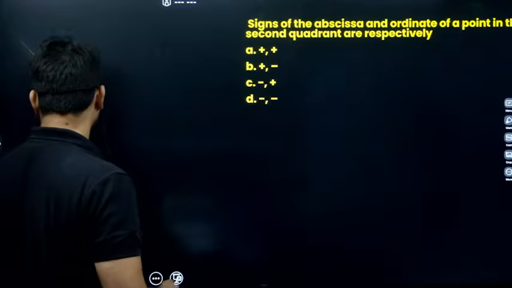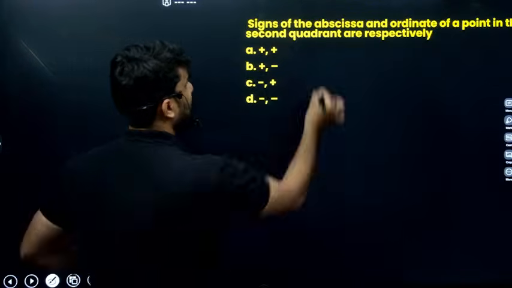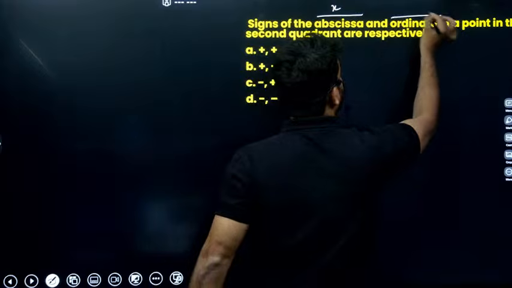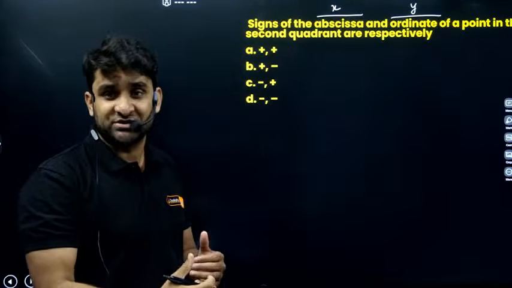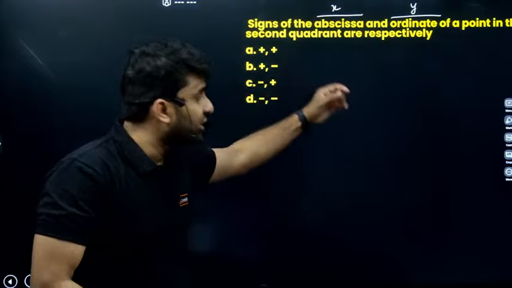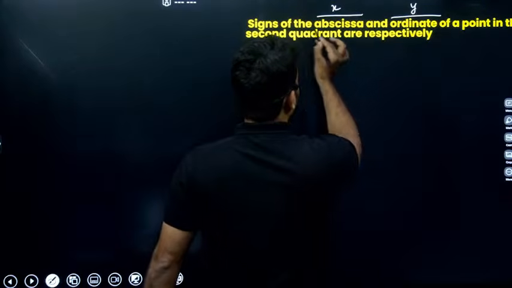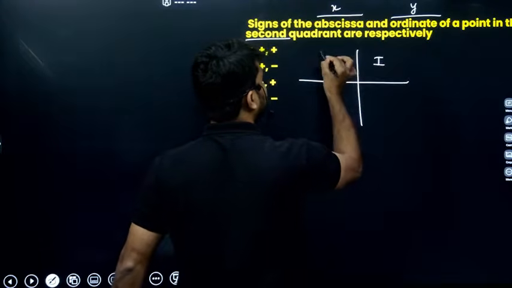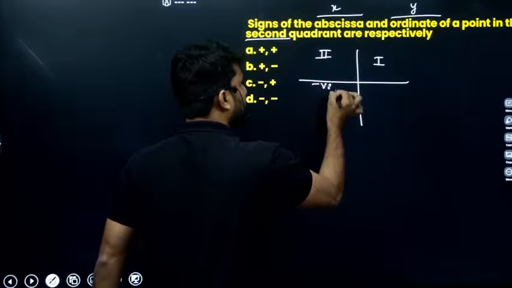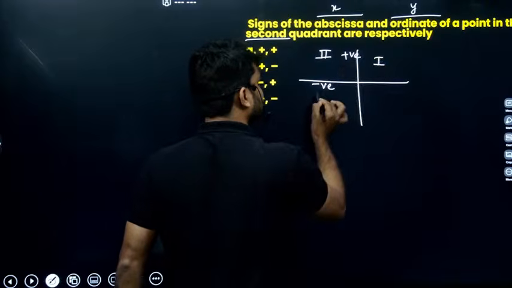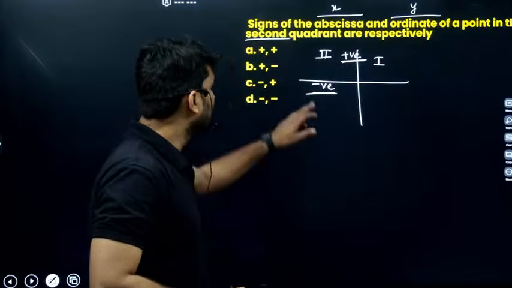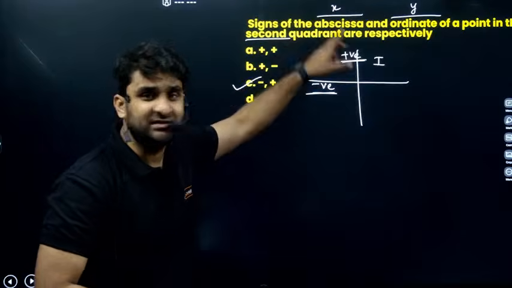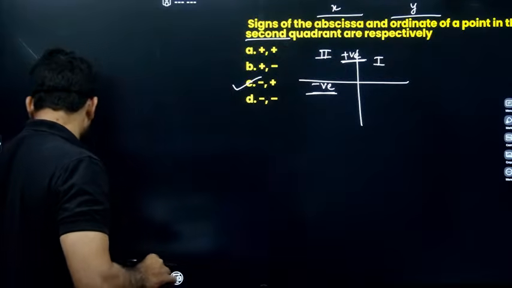Okay. The next question here is the sign of the abscissa. Abscissa means x-axis. Another name of x-axis is abscissa, and another name of y-axis is ordinate. In the Cartesian system, abscissa means x-axis and ordinate means y-axis. Clear? So the sign of abscissa and ordinate of a point in the second quadrant. Guys, we have the first quadrant and this is the second quadrant. In the second quadrant, x is negative and y is positive, and this is called abscissa, this is called ordinate. So negative, positive: option C will be the correct answer. Clear everyone? Abscissa means x-axis and ordinate means y-axis. Moving to the next question.